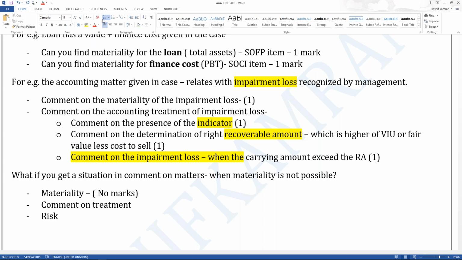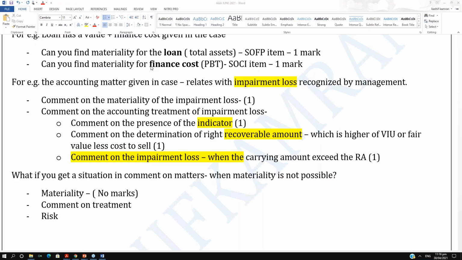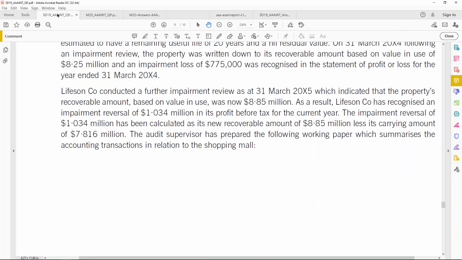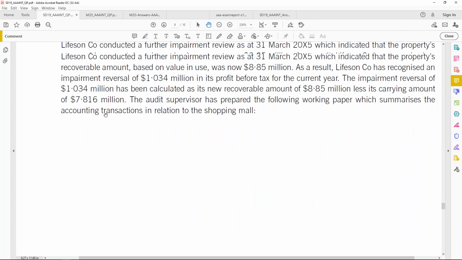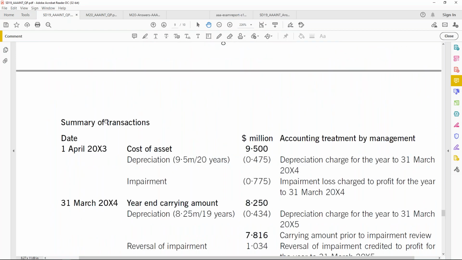And in some situations, the accounting treatment is so productive that you can gain marks on it. Look at an example, which you have to do as a home question. Look at the requirement of question number 2 of the September, December 19 question on your screen. Look at this requirement.